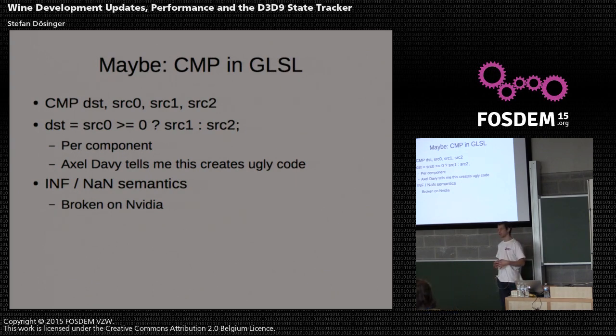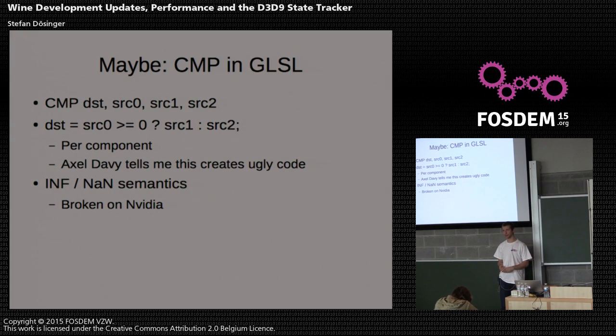The D3D shaders have a compare instruction that essentially has three input values. They compare the first one to zero, and then it's essentially a conditional assignment. And what we do in GLSL is we generate, for each component that happens, this ternary if statement. And I am told by Axel Davy that this generates pretty ugly code in Mesa, especially when such a statement happens to be inside a loop.